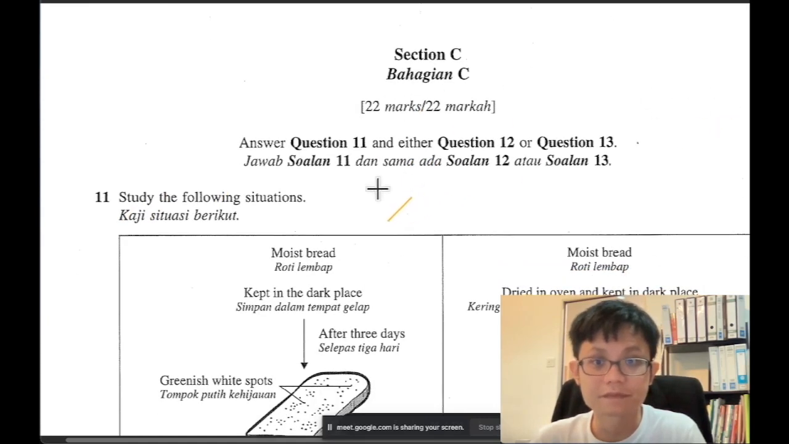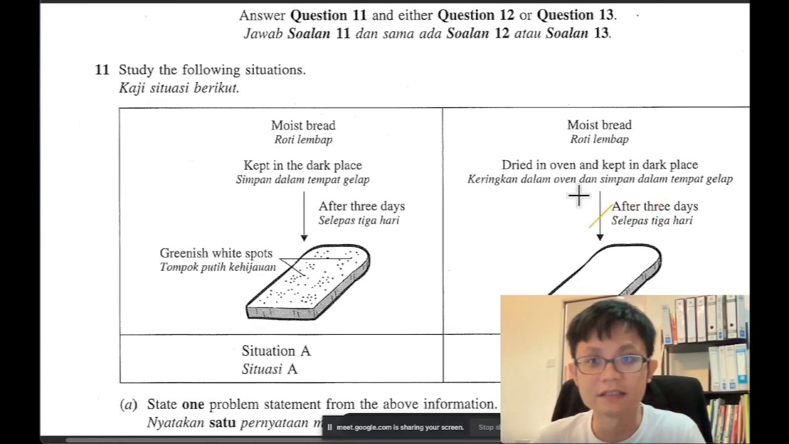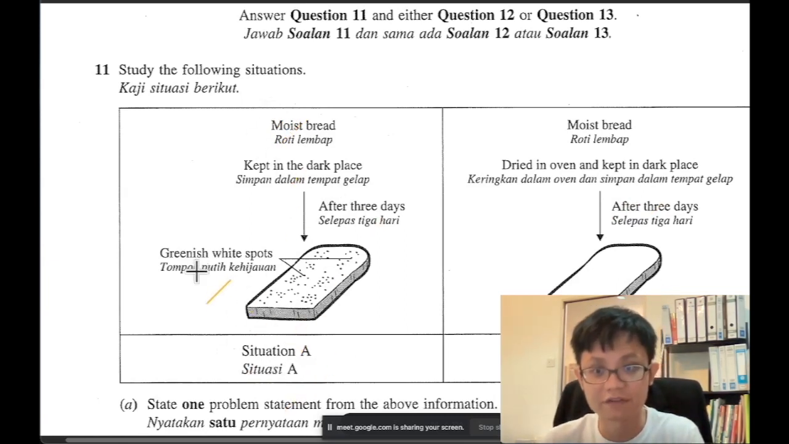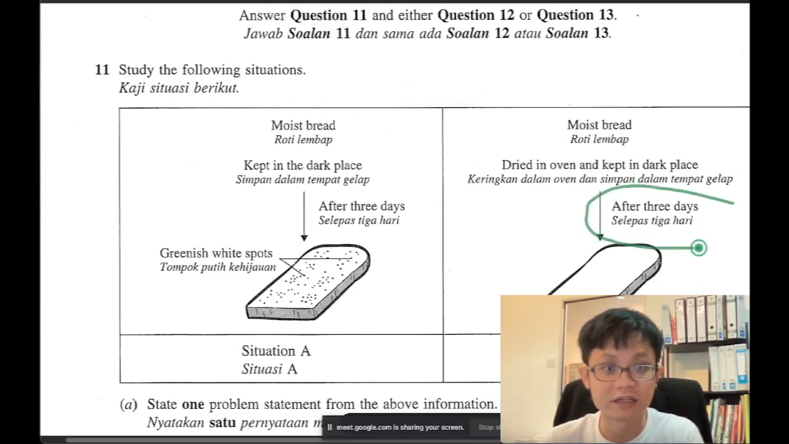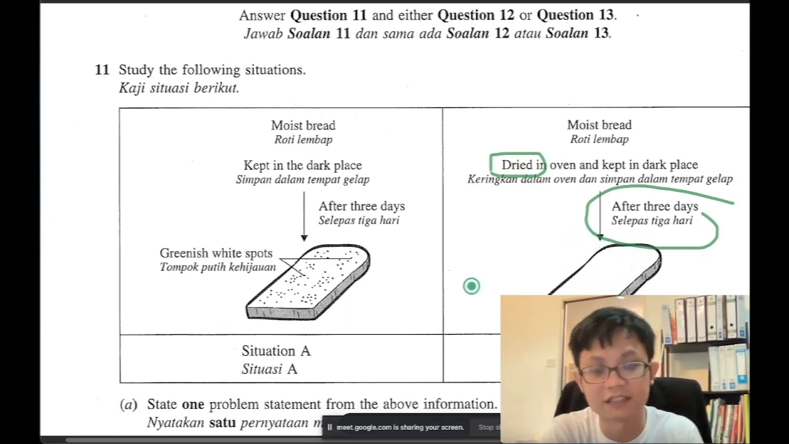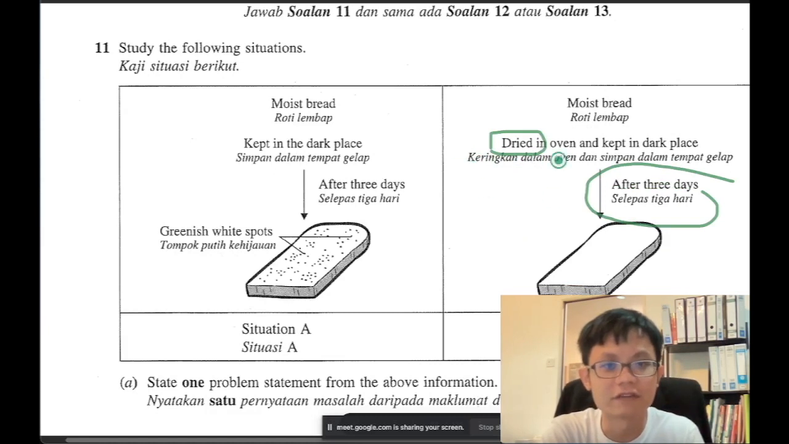Okay, let's do this one. Section C, questions 11 and 12 and 13. Study the following. Situation A, we have a moist bread. After 3 days, we have a greenish white spot. Another moist bread, dried in an oven, and after 3 days it is still clear. The reason is because they dry it. You just put it in the oven, so when you eat the biscuit it will be crunchy, correct or not? Because you put it in the oven. Oven, not microwave oven.